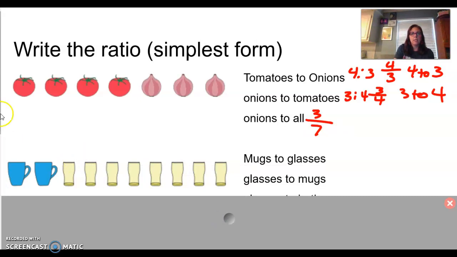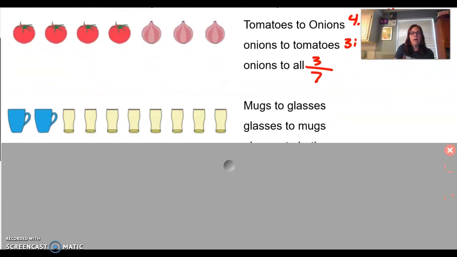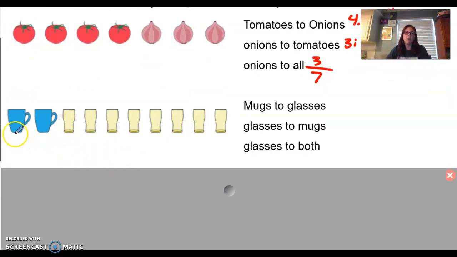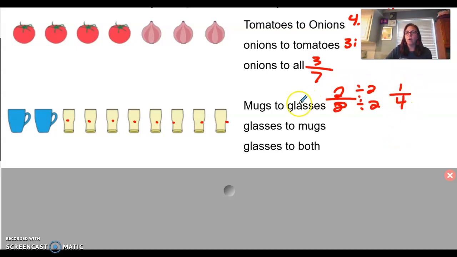All right. Mugs to glasses. The blue things are the mugs. You do not have to draw these. Maybe just use M's, but 2 M's and then G's for these. So 2 mugs, and then there are 1, 2, 3, 4, 5, 6, 7, 8 glasses. So 2 to 8. Now remember, these can be simplified because they're both even numbers. So we're going to divide by 2, and we're going to get 1 over 4. 1 to 4. There's 1 mug for every 4 glasses.